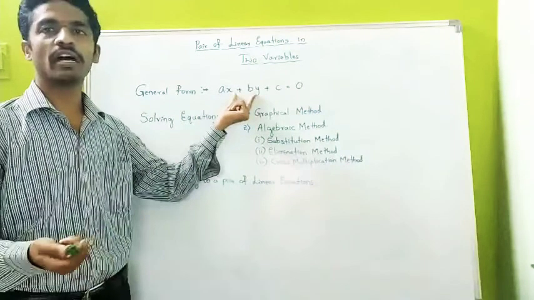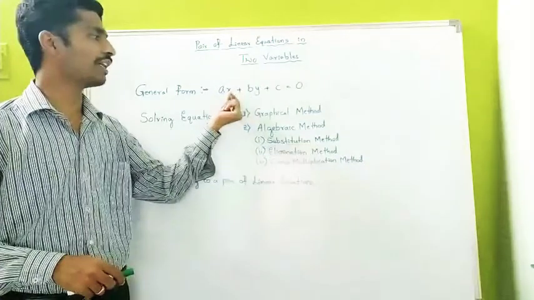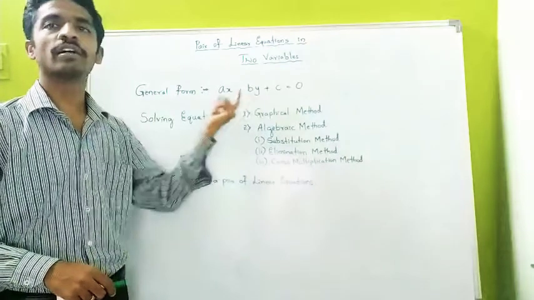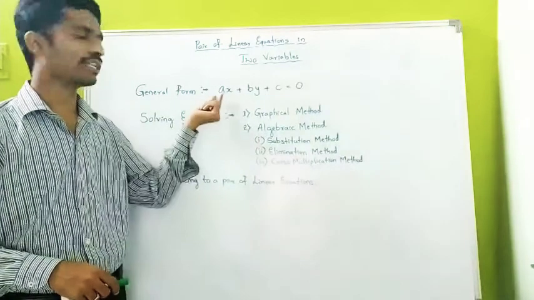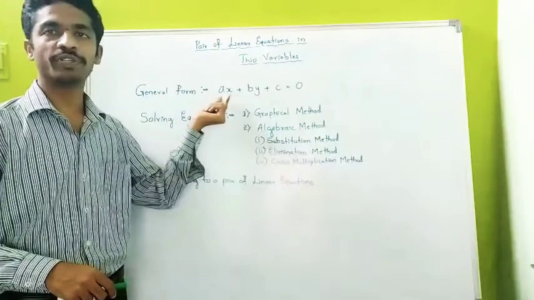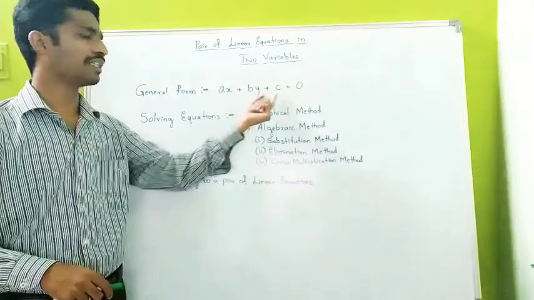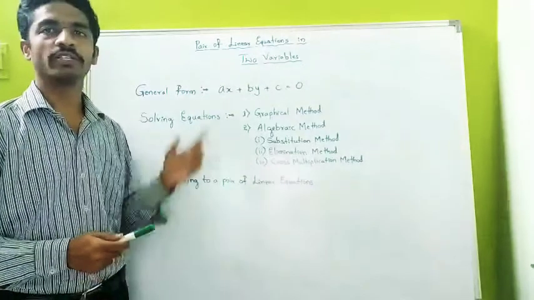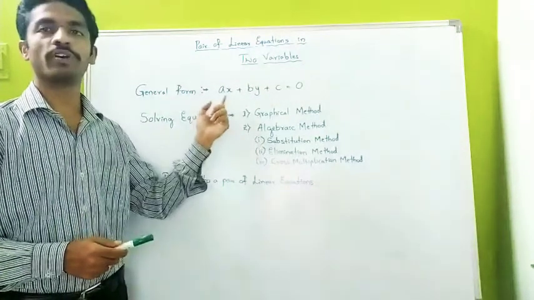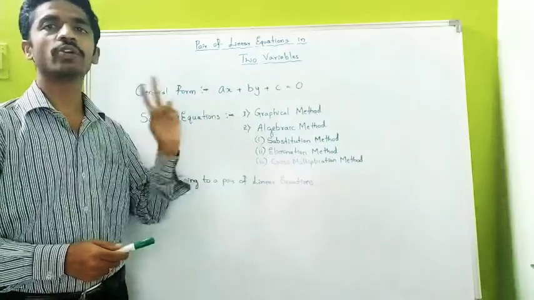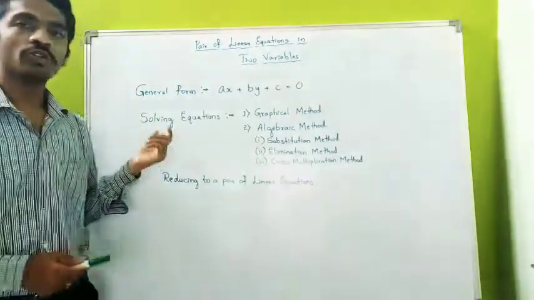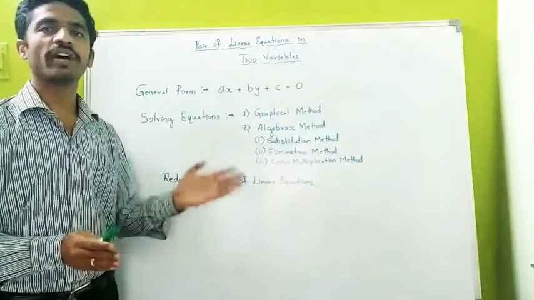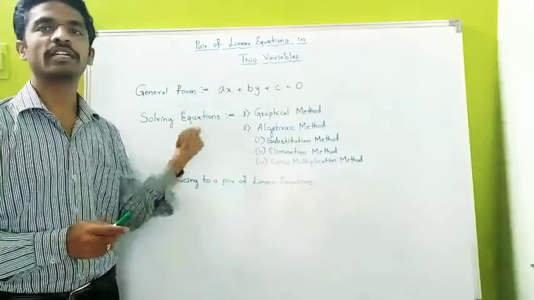You may take other alphabets also. Here x and y are two variables, and a, b and c are our coefficients, or you can say numerical coefficients. So a, b, c you may get as numbers, and x and y are the variables. This is our general form for the linear equations in two variables. Now, solving the equations. What is the meaning of solving the equation? It is nothing but finding the value of x and y in that equation.